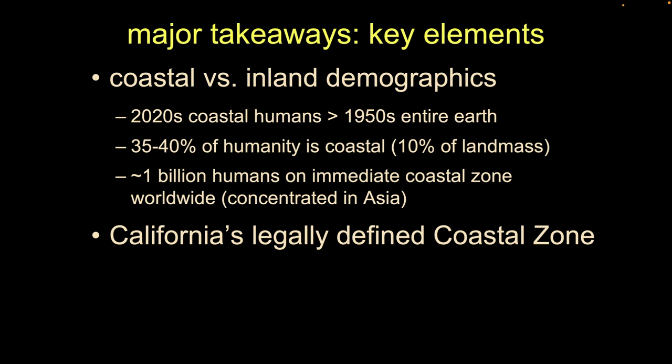As far as conceptually who is here, the demographics of the coast differ dramatically from inland areas in terms of humanity. A couple of the key takeaways that we'll touch on, but that you should definitely know by the time you graduate from this class, is that the number of people that are alive right now in our coastal zone, however we want to define it, is more than all of the humans that lived on Earth in the 1950s. So all of that humanity crammed into this relatively narrow band of land next to the sea.